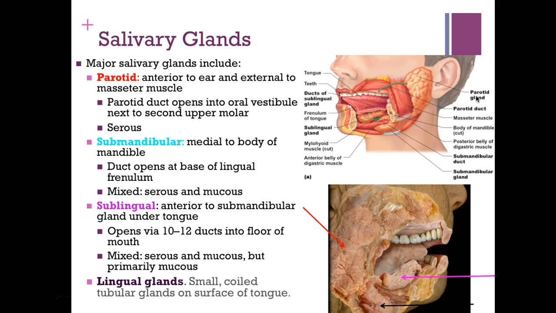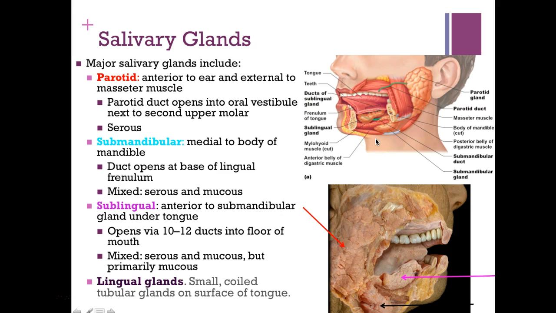So now we'll discuss our salivary glands. We've got 3 total. Our parotid gland is the largest one, and we're going to find it just anterior to the ear and external to this masseter muscle over here. You could see the duct coming out of that parotid gland that is going to open into our oral vestibule next to the second molar here in the upper portion. And this will secrete a serous type of fluid.